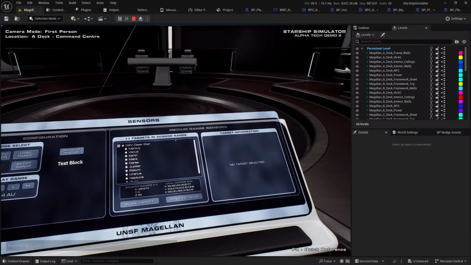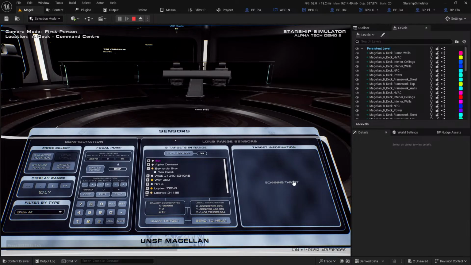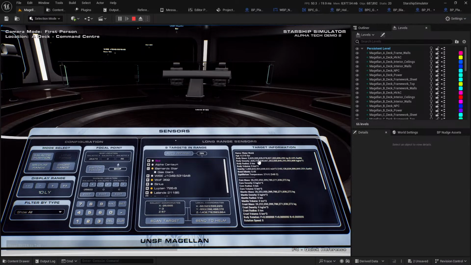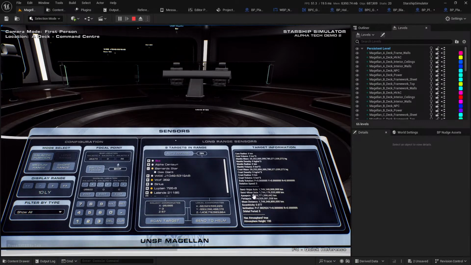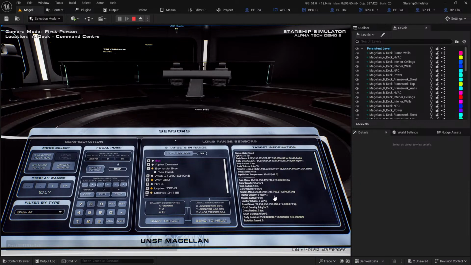So the long range sensors won't have anywhere near as much detail on them. Generally speaking, it will show you things like the orbital data for that body, because it's the sort of thing you can see from a long way away. We can work that out from Earth with telescopes. Whether or not it has an atmosphere, we can determine that with a telescope. So anything you can determine with a telescope from a long way away will be on the long range sensors.